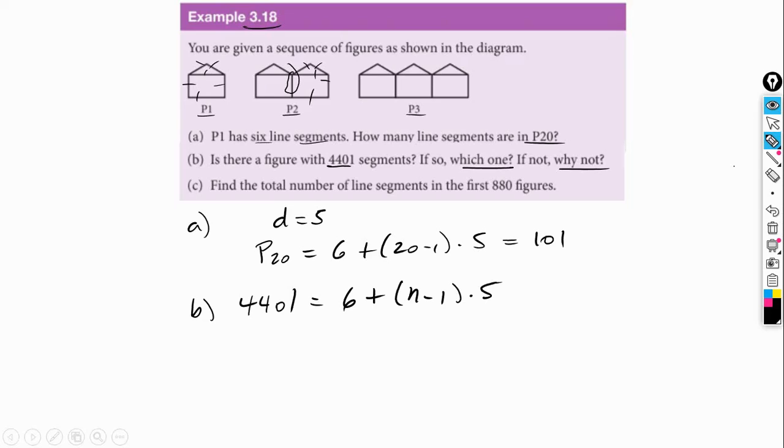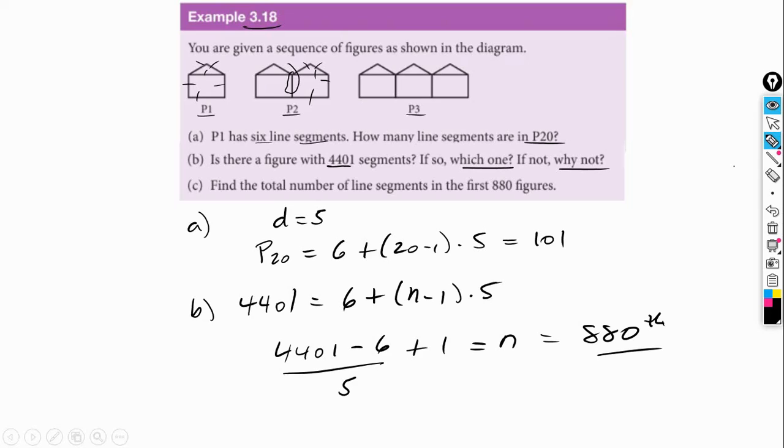So this would be the same as saying 4,401 minus 6 divided by 5, and then plus 1. So this would equal n. And if we do the math, this is going to equal 880. So it does mean it exists, and it would be the 880th figure.